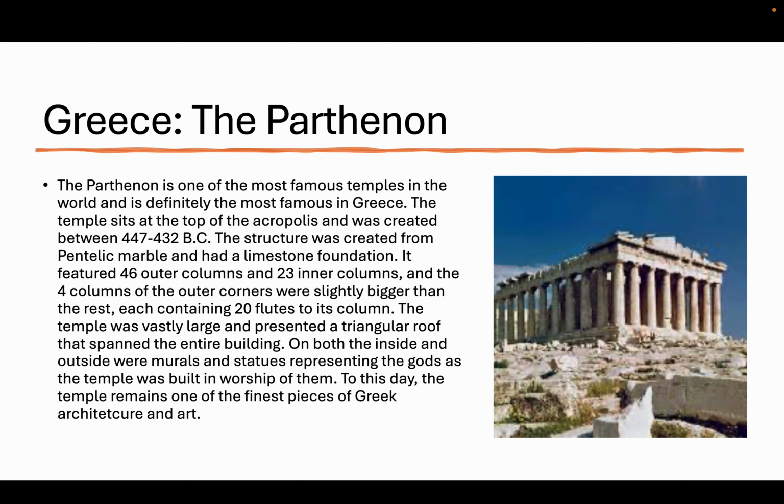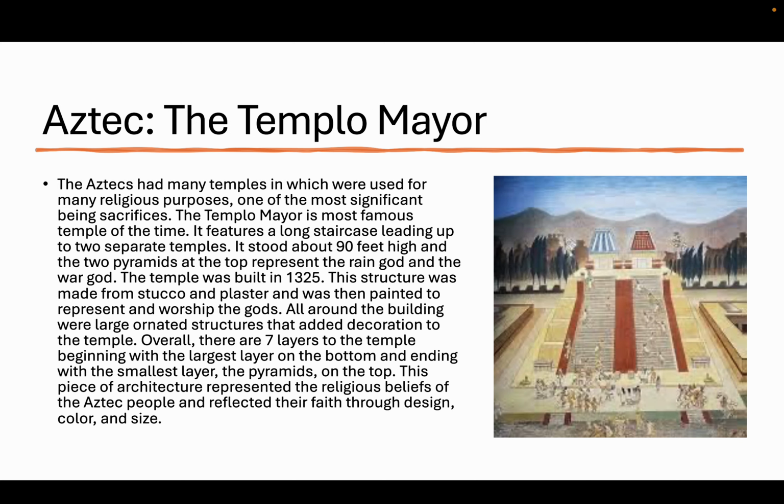The temple had a large triangular roof that spanned the entire building, and the inside and outside were decorated with lots of murals and statues. Most importantly was the statue of Athena on the inside, for which the Parthenon was built. And to this day, the temple still remains one of the finest pieces of Greek architecture and still remains atop the destroyed Acropolis. Next is the Aztec temple, the Templo Mayor.